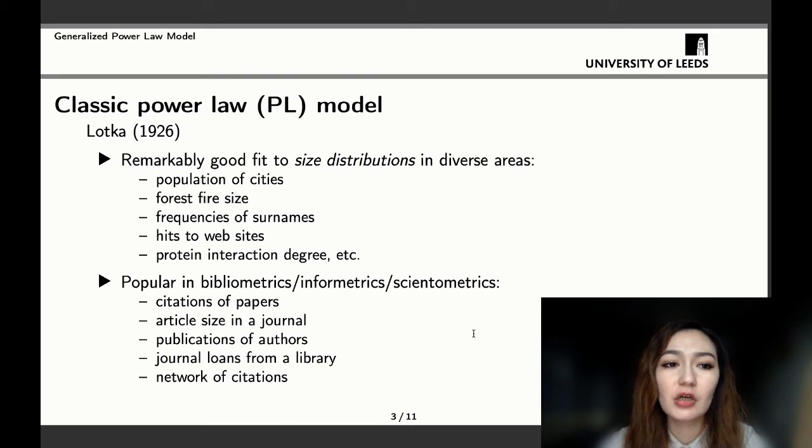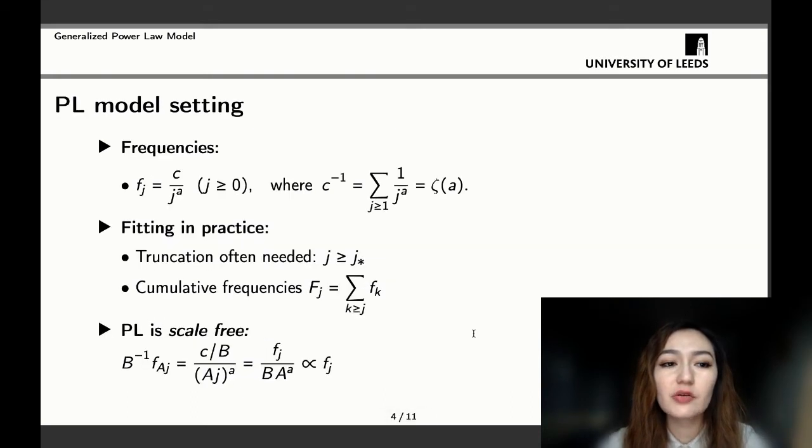In particular, the power law is also very popular in bibliometrics, infometrics, and scientometrics. There is a lot of research using the power law. For example, citations of papers, article size in a journal, publications of authors, journal loans from a library, network of citations, etc. My research focuses on citations, so I'm going to introduce the power law model setting adapted to citations.